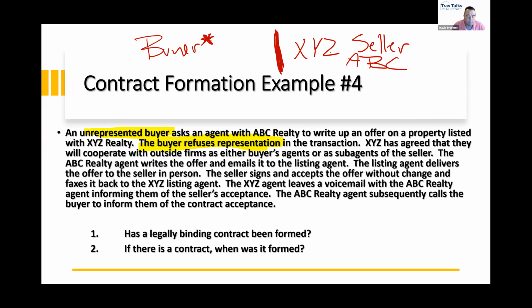It says the ABC Realty agent writes the offer and emails it to the listing agent. So here's what we got. ABC is emailing to XYZ. Everybody good with that? Yep. It says the ABC agent writes the offer and emails it to the listing agent, and it says XYZ is the listing company, okay? So ABC's emailing to XYZ. The listing agent delivers the offer to the seller in person.